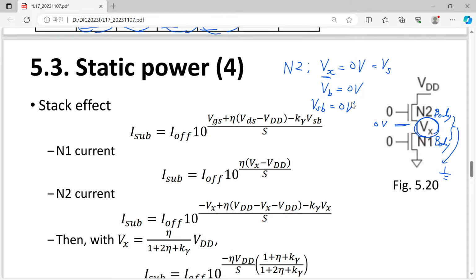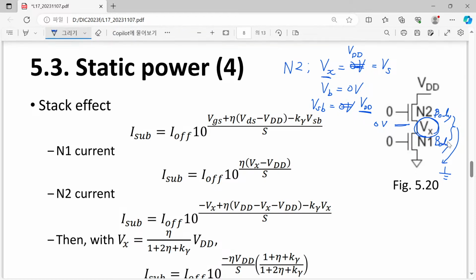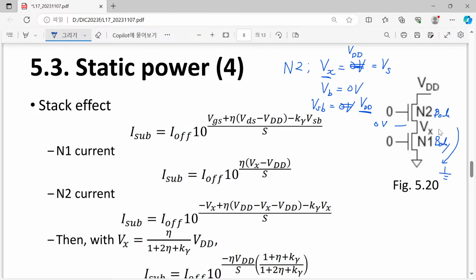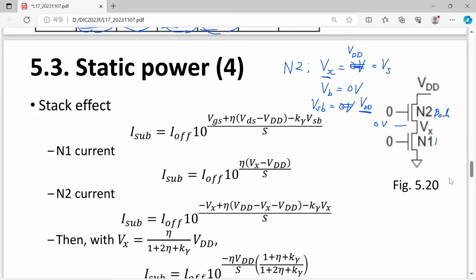Nothing happens. However, now think about another case. What happens if this Vx equal to Vdd? Then, if we have this kind of situation, our source to body voltage will be just Vdd. So, although this is Vdd, the body is grounded, now consider this becomes Vdd.